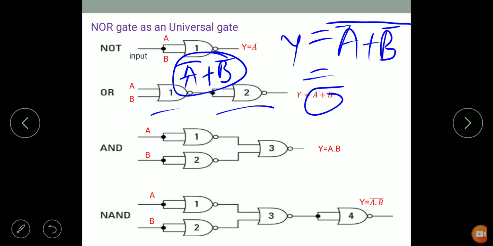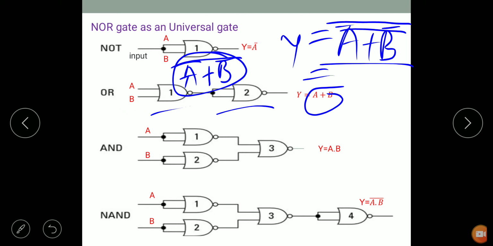How is it possible? Because if we simplify, we get A plus B whole bar, and a double inversion means the variable itself. So here the variable is A plus B, so the answer is A plus B.